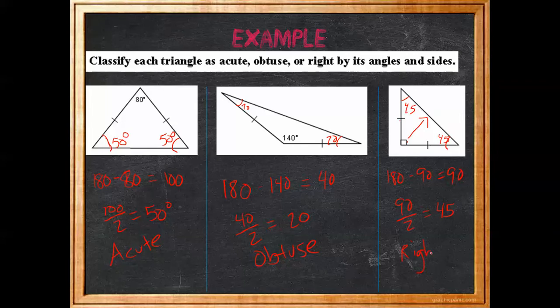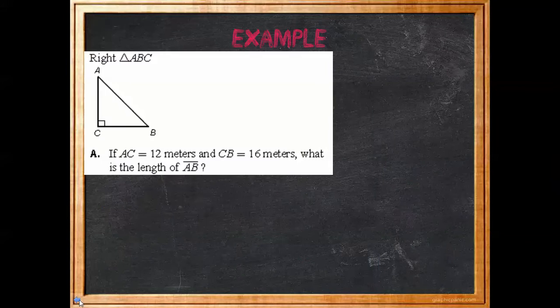The right triangle. For right triangle ABC, if AC equals 12 and CB equals 16, what is the length of AB? Remember, the Pythagorean theorem says A squared plus B squared equals C squared. The hypotenuse has to be C, and then the other two can be A or B. So what we have here is A and B, and we want to find C.